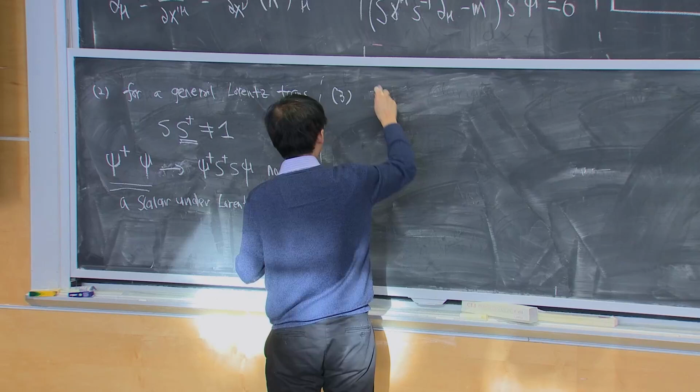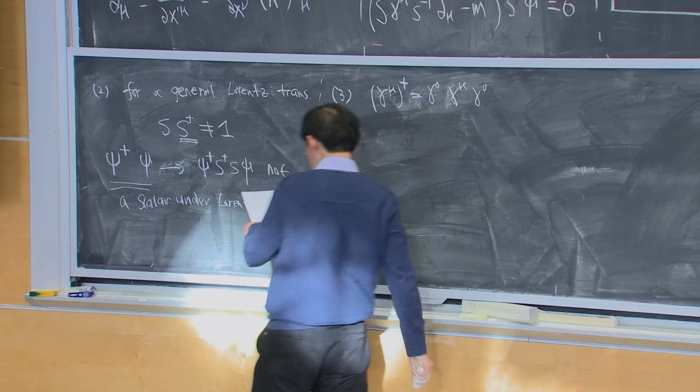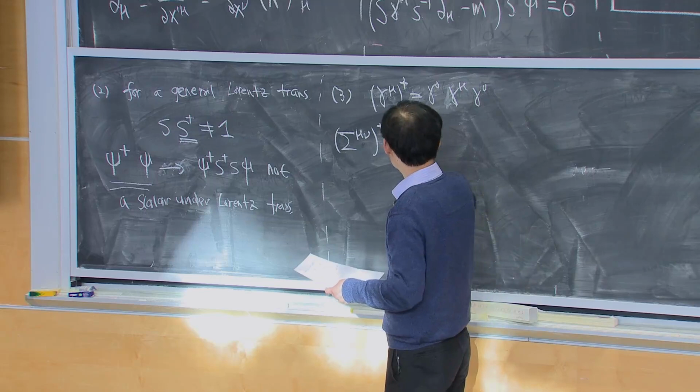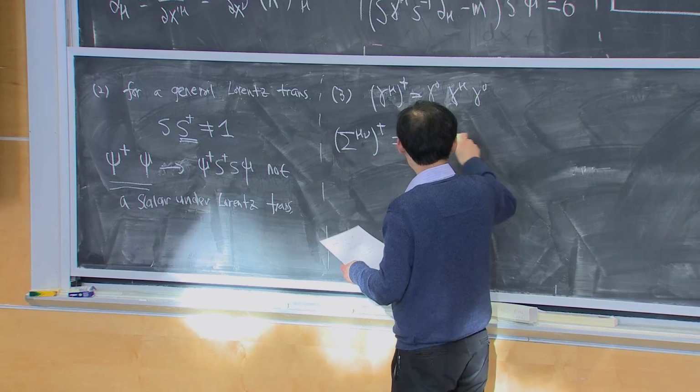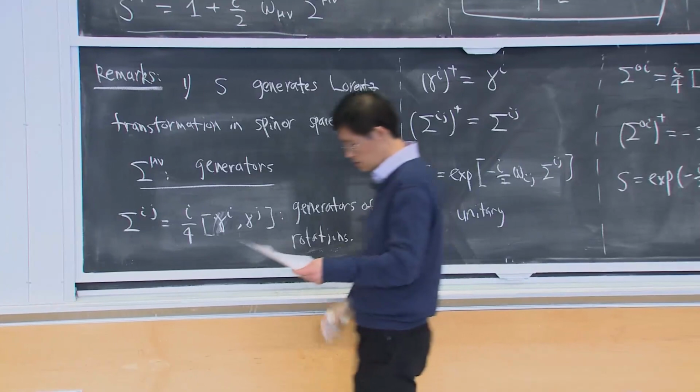Gamma mu dagger is equal to gamma zero, gamma mu, gamma zero. Now let's try to find what sigma mu nu dagger is. Let's write sigma mu nu dagger in a uniform way, even though we wrote it separately. You can easily check yourself because of this property. It is just given by minus gamma zero, sigma mu nu, gamma zero, because this is just a commutator, so you can easily work out that you get this.